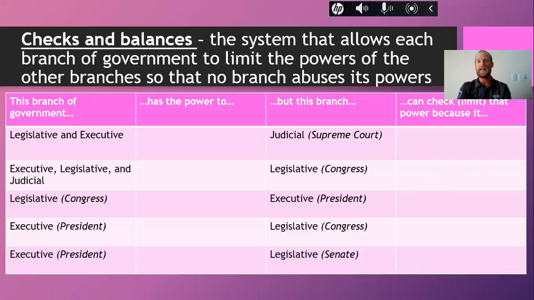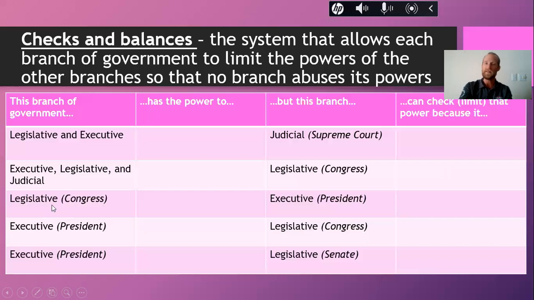So anybody in government in any of the three branches, even if they get elected to their position or appointed to their position, if they do something that is wrong, immoral, unethical, illegal, then Congress can impeach that person, bring formal charges against them, and try to remove them from office.